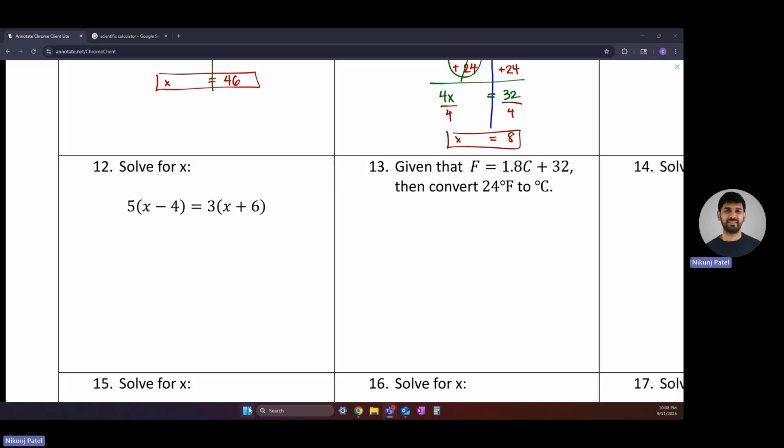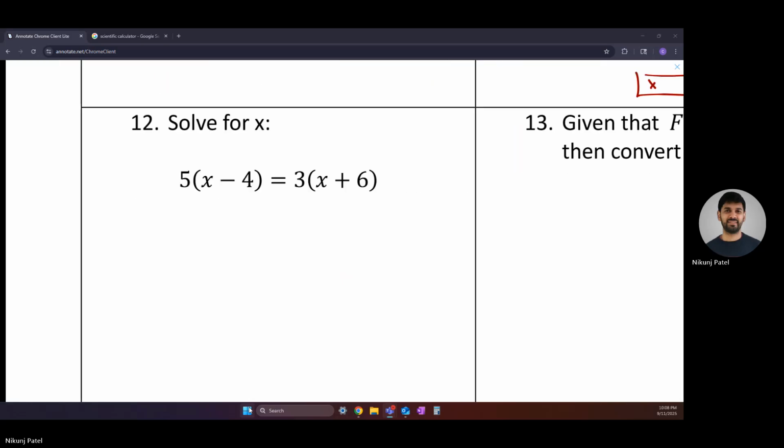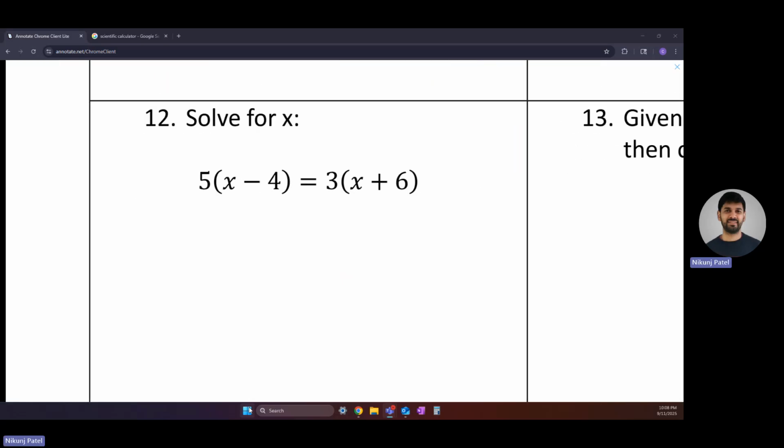In the next problem, number 12, we've got two sides with parentheses. So we're going to multiply through to both sides. When we multiply through, we get 5x minus 20, and then 3 times x plus 18.